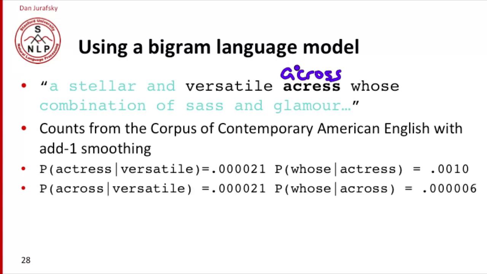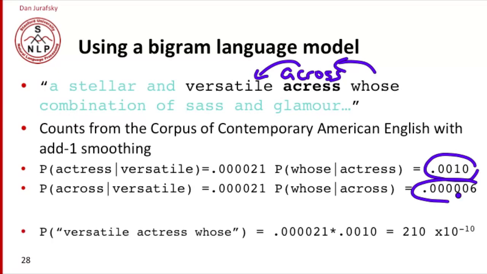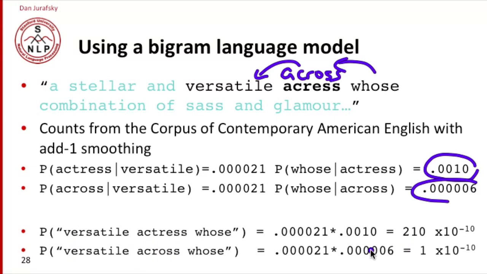And we'll again compute the probability of across given versatile times the probability of who's given across. So here are those probabilities, and you can see that the probability of who's given actress is much higher than the probability of who's given across. Actress who's is just a likely sequence. And sure enough, if we multiply these things out, the probability of versatile actress who's is a much higher probability than the sequence versatile across who's. So the noisy channel model with a bigram language model correctly picks the correction actress.